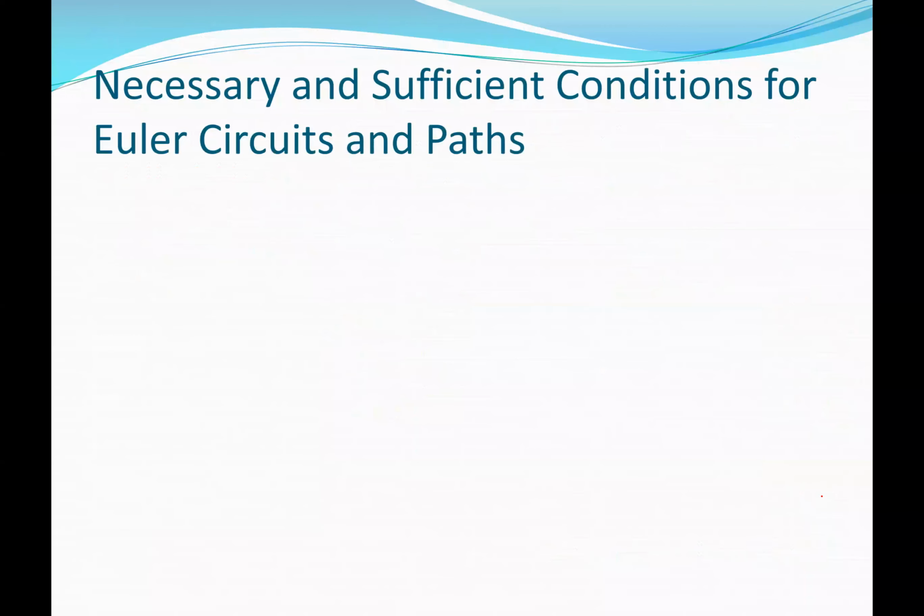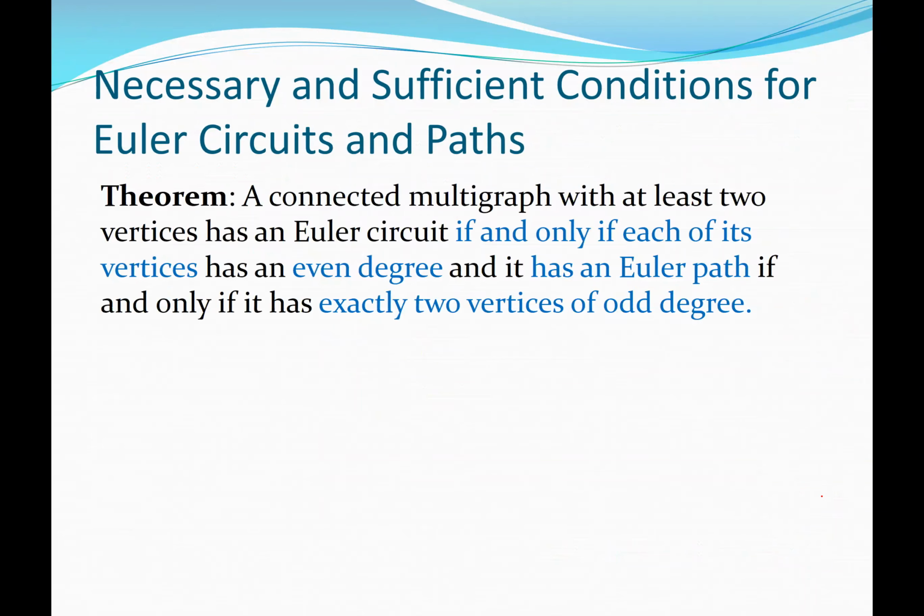So now, this is the theorem. It says a connected multigraph with at least two vertices has an Euler circuit if and only if each of its vertices has an even degree. Very nice, yes? The graph has an Euler circuit if and only if each of the vertices has an even degree. Very important.